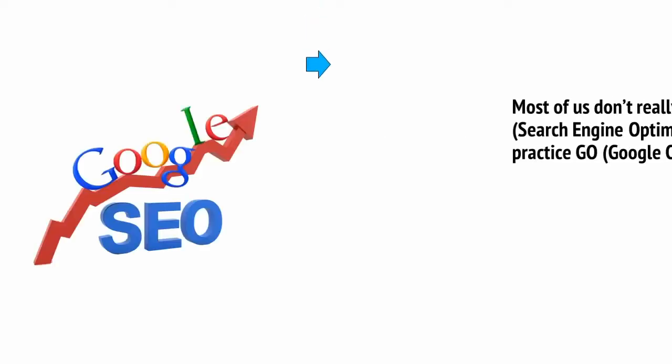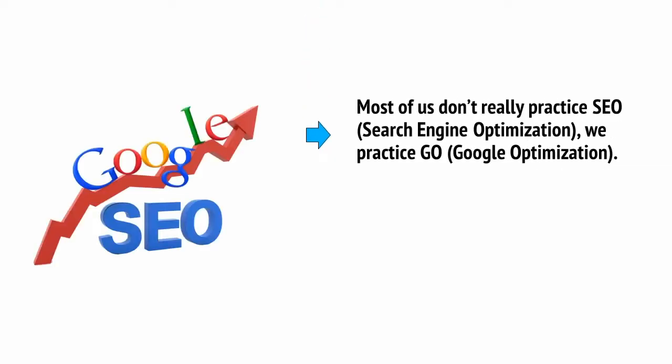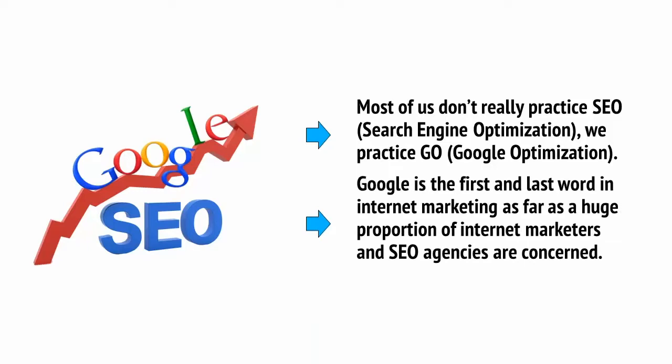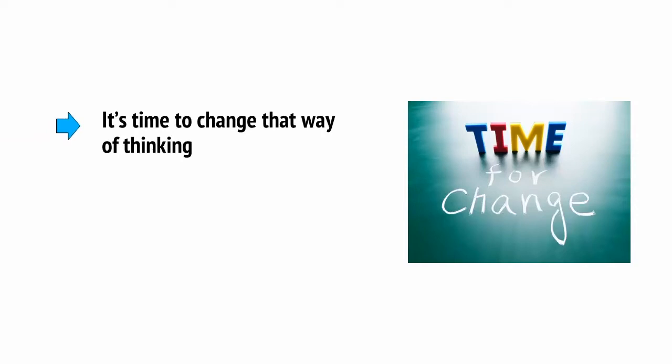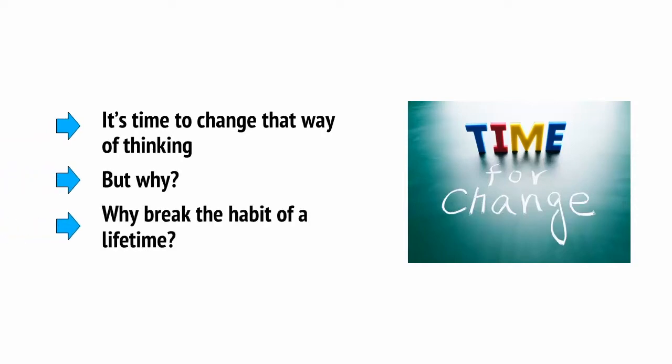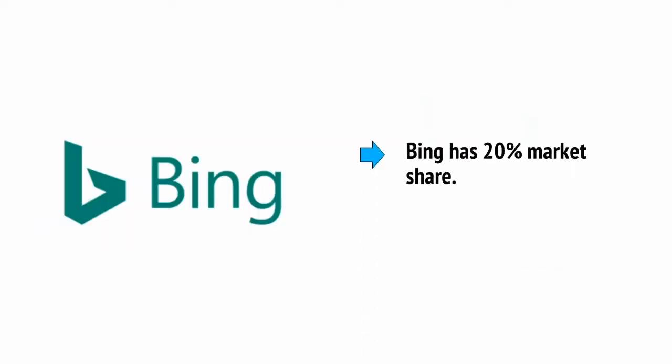Now, let's be honest, most of us don't really practice SEO, search engine optimization. We practice GEO, Google optimization. Google is the first and last word in internet marketing as far as a huge proportion of internet marketers and SEO agencies are concerned. It's time to change this way of thinking. But why? Why break the habit of a lifetime? Well, for starters, Bing has 20% market share. Well, that'll work you up, right?